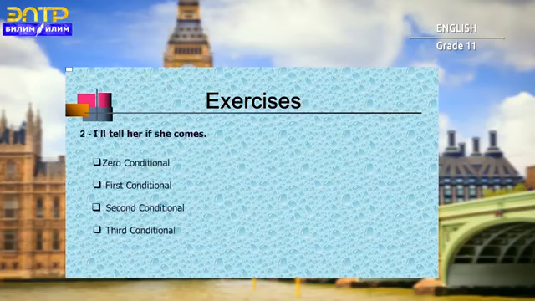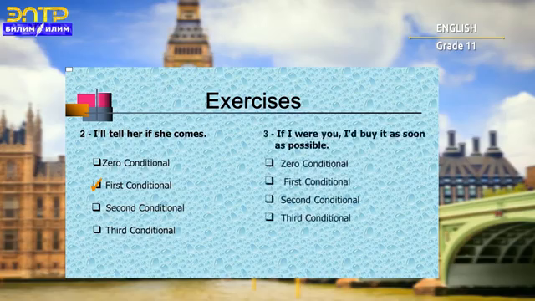I will tell her if she comes. What about this sentence? Right, first conditional. If I were you, I would buy it as soon as possible. This is second conditional sentence.